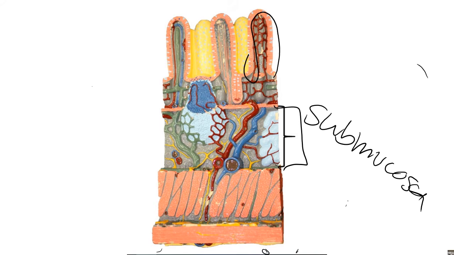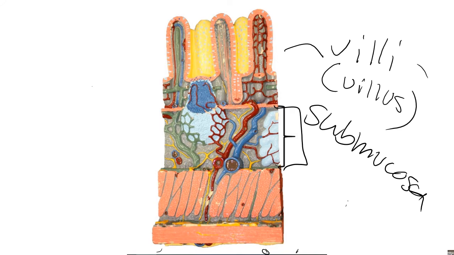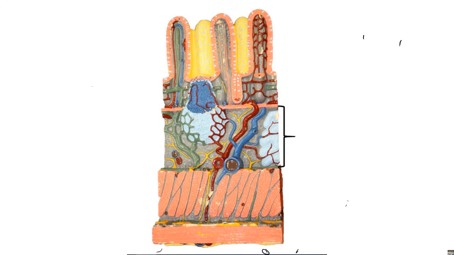These structures right here, these finger-like extensions, those are called villi, or just one of them is a villus. Those are only present in the small intestine, right? They're there to increase the surface area of the small intestine. What else? This green in the very middle, there's this green tube that comes up it. That's a lacteal. It's part of the lymphatic system.